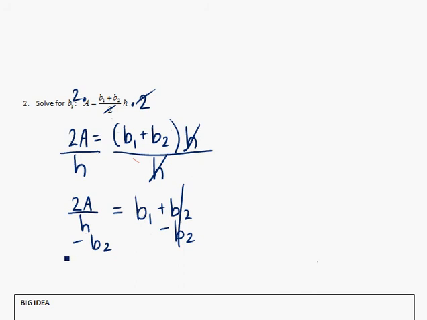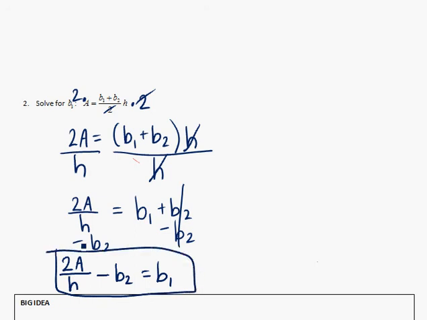So my final answer is 2a over h minus b2 equals b1. If you chose to do your steps in a different order, then your solution might be in a slightly different format. If you ended up with a common denominator, you might have something like 2a minus b2h all over h, and that would be equivalent to what I have, but I think that mine is probably a little bit more simplified and useful, but either one would be correct.